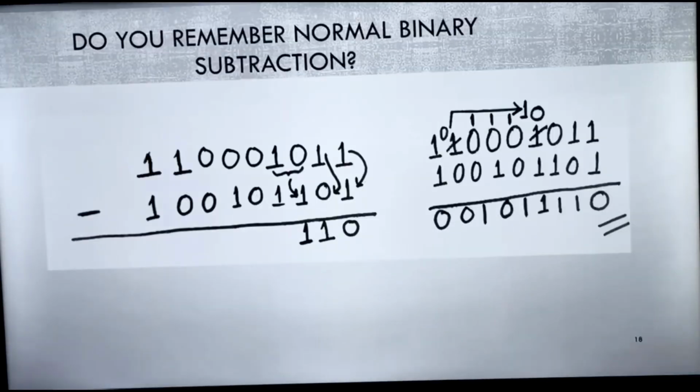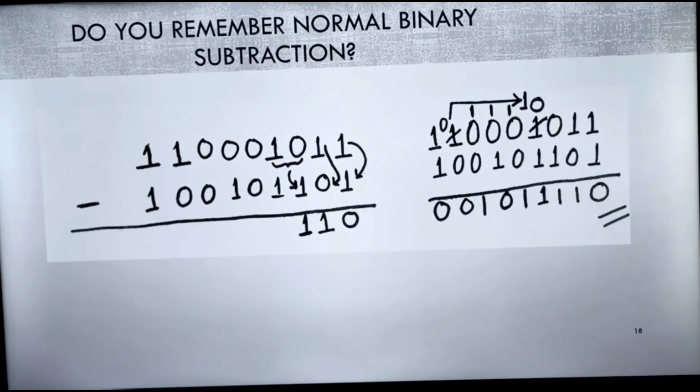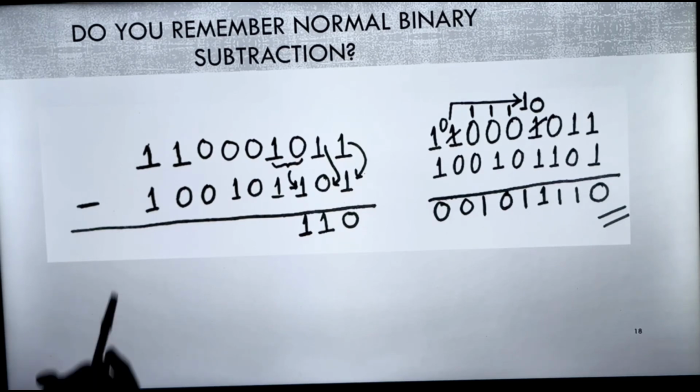So if you understood this one addition, then we'll go for subtraction. Before we go for the IEEE standard subtraction, let me ask you, can you remember the normal binary subtraction? If no, then please have a revision here. Please have a quick look and pay attention. I know many of the students already forgot it. So how to do the normal binary subtraction?